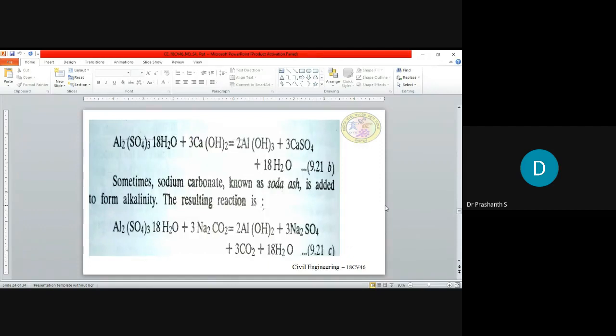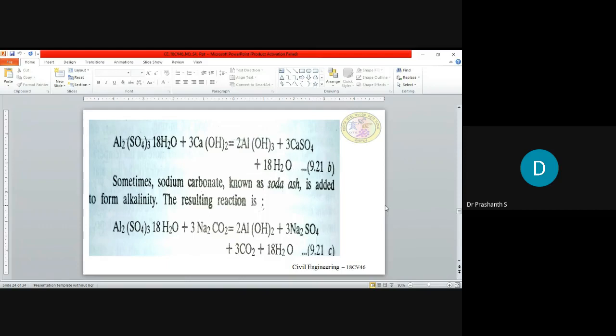If the natural alkalinity is not there, we add lime in the form of calcium hydroxide. So it forms 2Al(OH)3 plus 3CaSO4 plus 18H2O. Sometimes sodium carbonate as soda ash is added to form alkalinity. It's not only lime, we add soda also: Al2(SO4)3·18H2O plus 3Na2CO3. It also forms aluminum hydroxide. The formation of aluminum hydroxide is important, as it attracts the smaller particles which do not settle down easily.